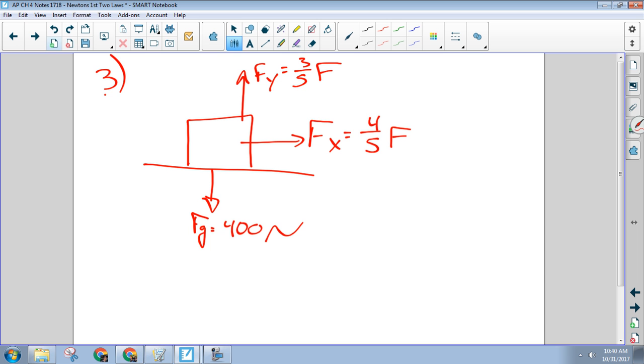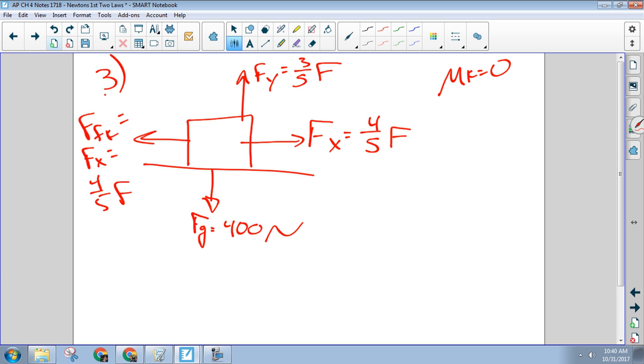The coefficient of kinetic friction is 0.4, and it moves at a constant velocity. Find the magnitude of F. Constant velocity is super important. Why? Because the net force is 0, right? That means whatever my kinetic friction is has got to equal Fx, which is the same as 4/5 F, right?